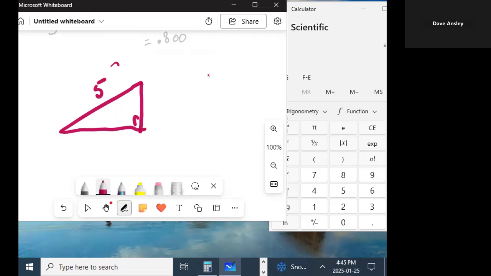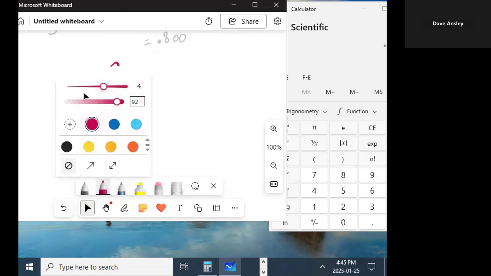Okay, and this is, let's say, 30 degrees. Can you read my writing? Is it too thick? I can make it thinner. It is a bit thick, but I understand. That's fine. Well, we can make it thinner, right?